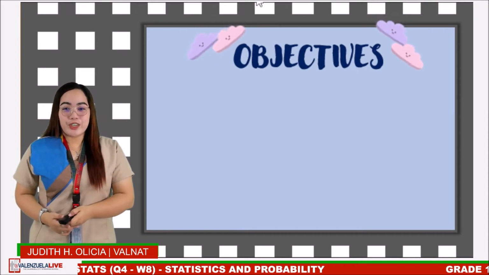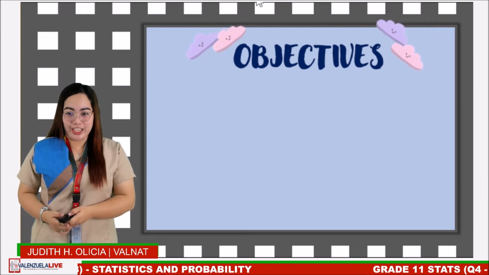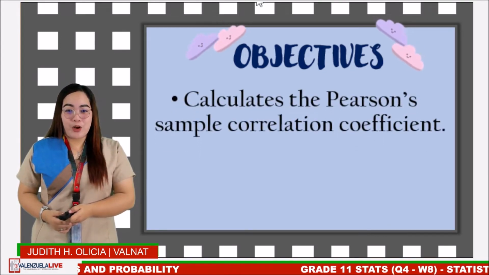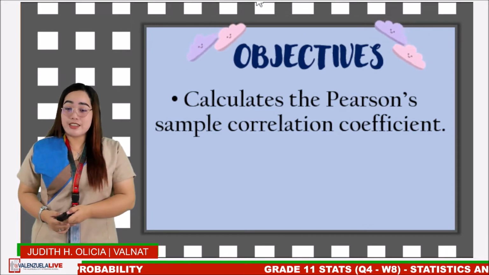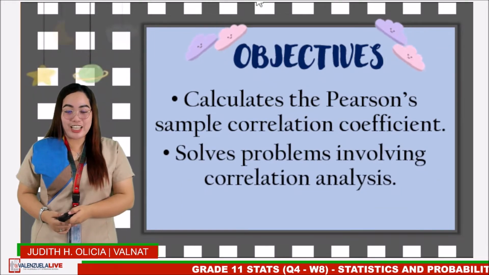Now, let us first have the most essential learning competency that we need to attain today. First, calculates the Pearson sample correlation coefficient. Second, solves problems involving correlation analysis.